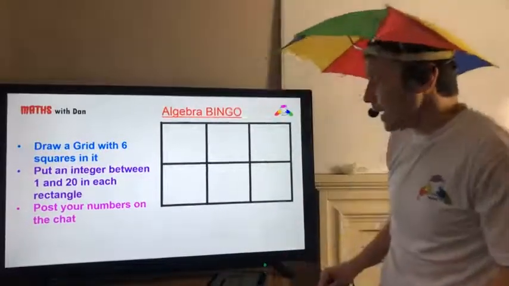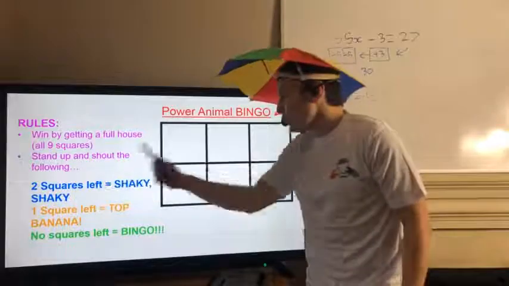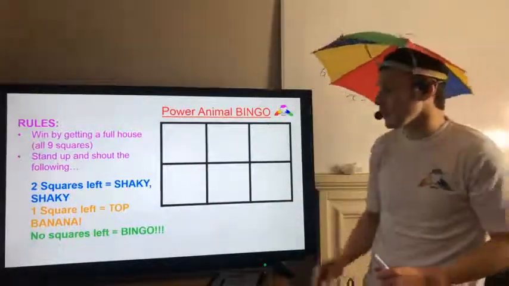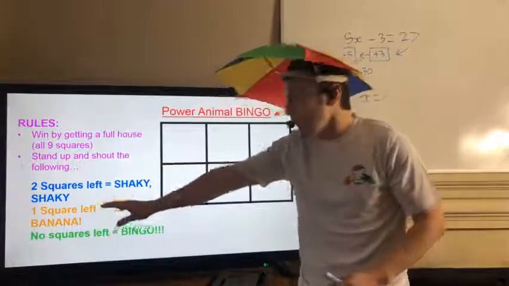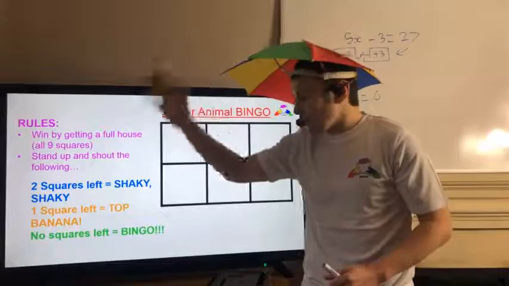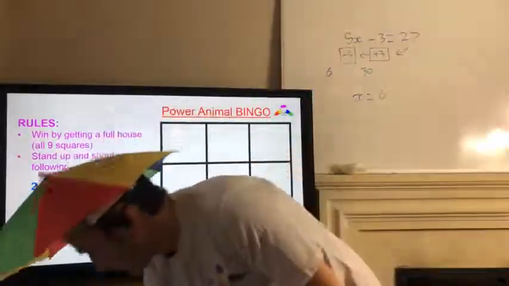Okay, let's play bingo! So, answers are on the screen. Of course, when you have 2 squares left, you shout up and say, shaky, shaky! Give me a shaky shake in the chat as well. When you've got 1 square left, stand up and shout top banana. Put your top banana in the chat. When you've got no squares left, bingo. So you need all 6 to win the prize.